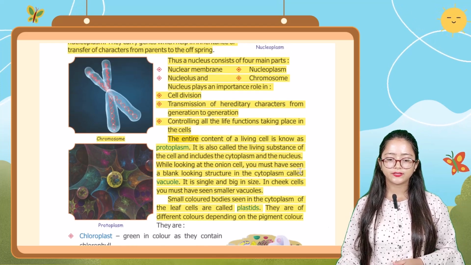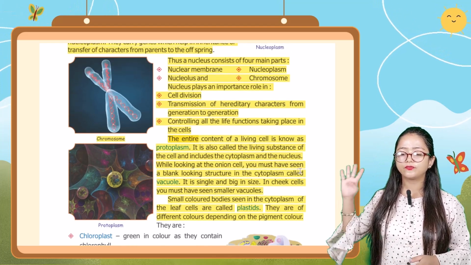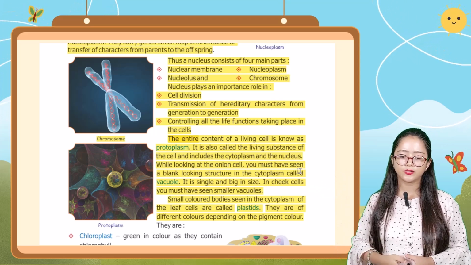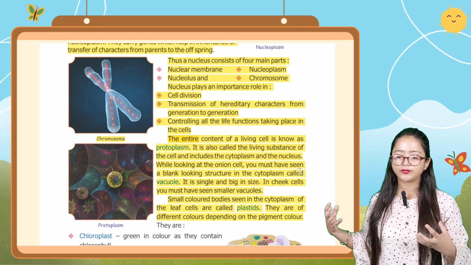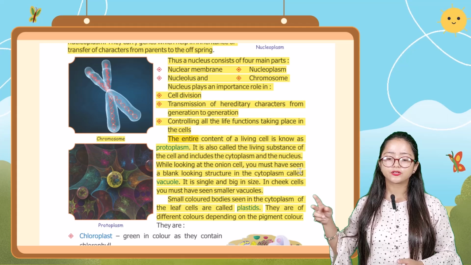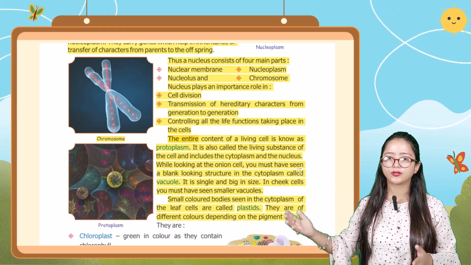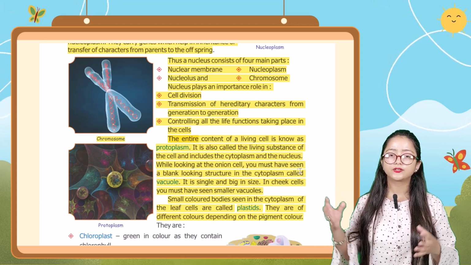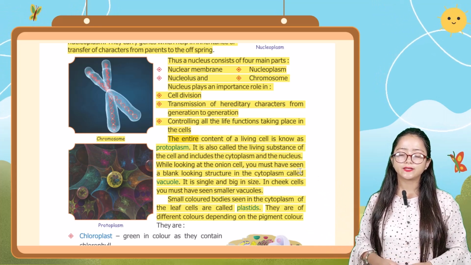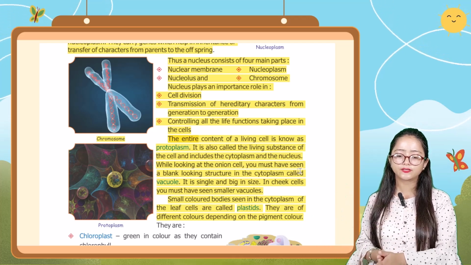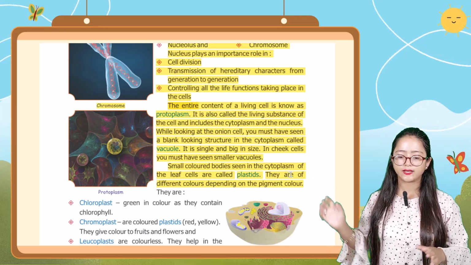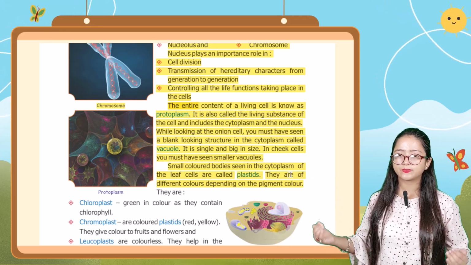So, in this point, it is saying that the nucleus consists of four main parts, that is the nuclear membrane, nucleoplasm, nucleolus, and chromosome. And the nucleus plays an important role: cell division, the transmission of hereditary characters from one generation to another, from parents to offspring, then controlling all the life functions which are taking place inside that cell. Then it is saying that the entire content of a living cell is known as the protoplasm, also called the living substance of the cell, and it includes the cytoplasm and the nucleus.